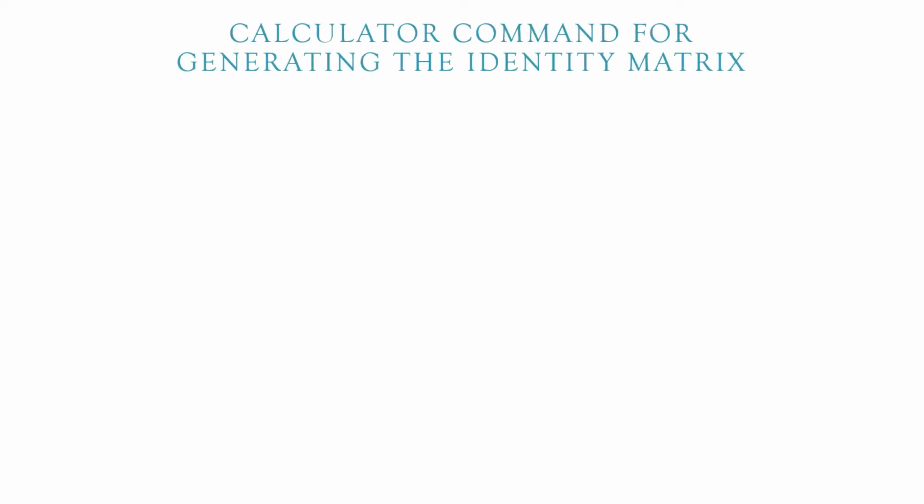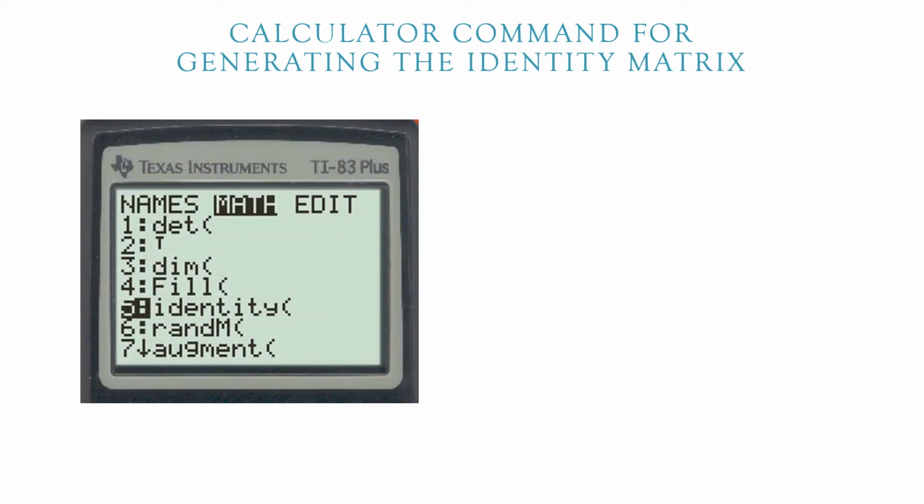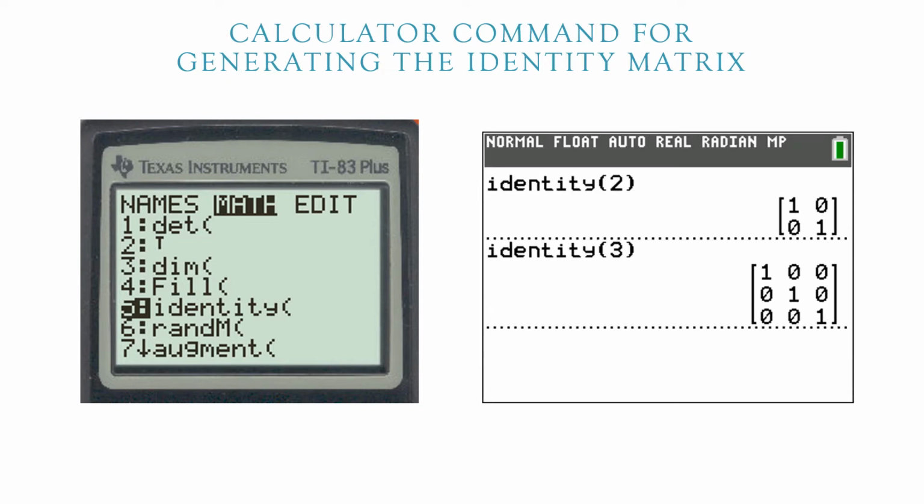We can also generate the identity matrix using the calculator command. In a calculator, when we select matrix math, we can find key number 5, which says identity. If you want to create an identity matrix of order 2 or order 3, you enter identity 2 or identity 3, and it generates the identity matrix immediately.